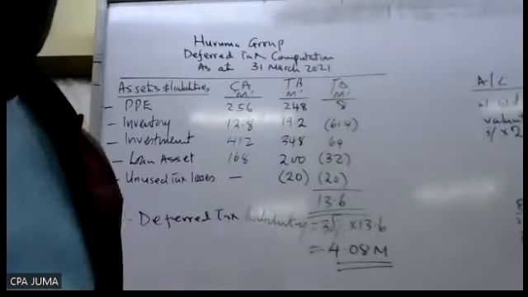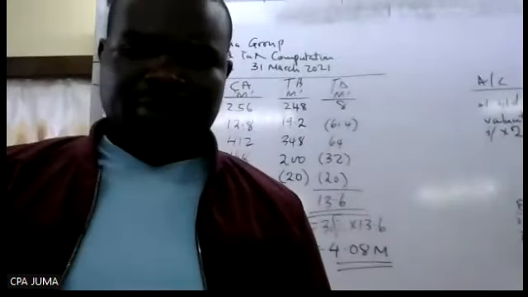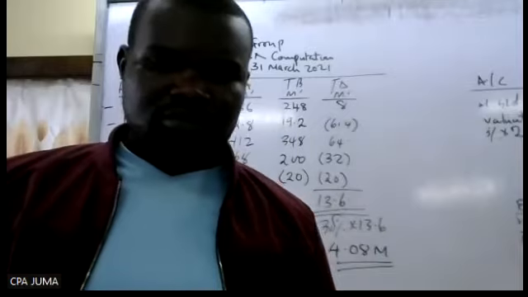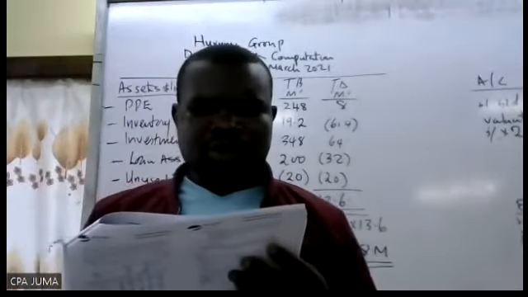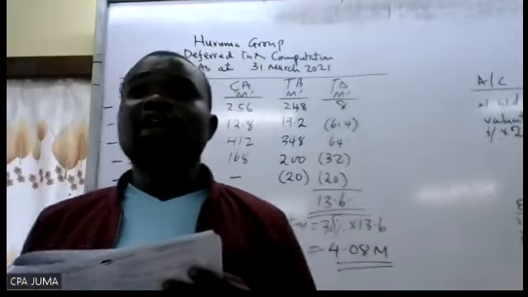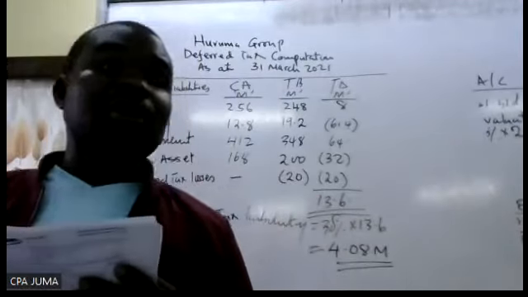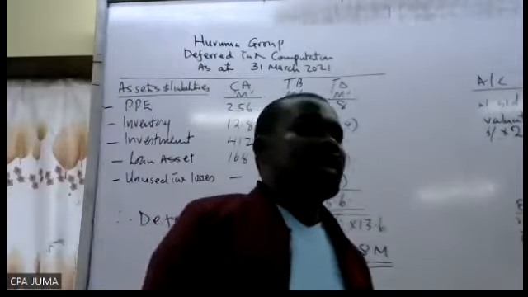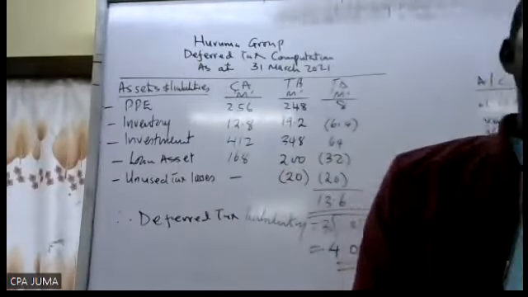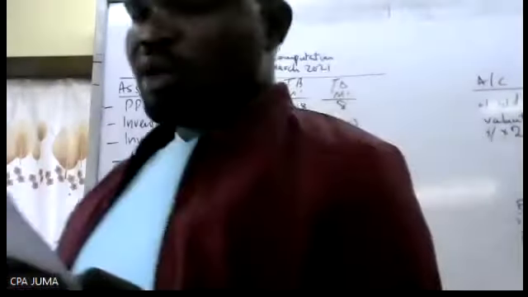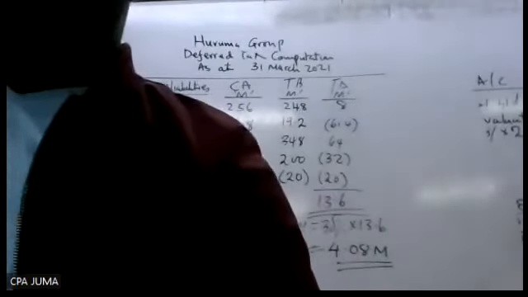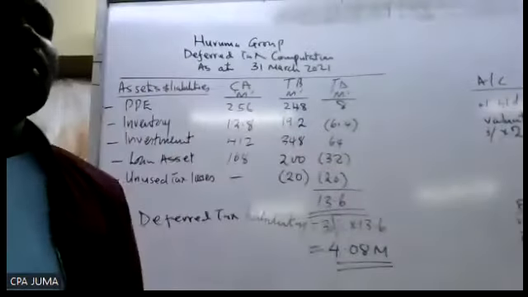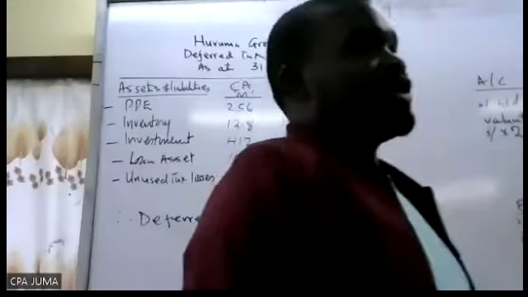Our last question, pilot paper. Before we go to that, question 3A. Check question 3A, the one we are doing. They were saying, with reference to deferred tax, differentiate between permanent differences and temporary differences.